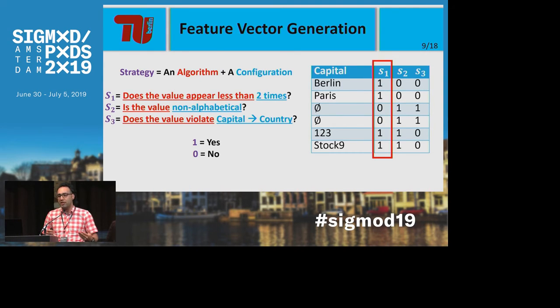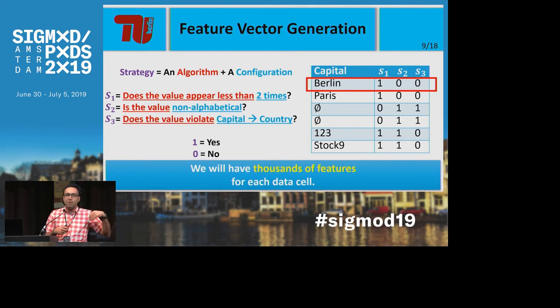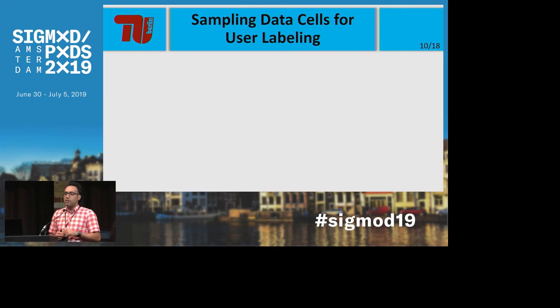Then by concatenating the output of different strategies, we can create a feature vector for each data cell. And since we use all the algorithms with a wide range of configurations, we will have a very expressive feature vector for representing the data cells. In practice, we will have thousands of features for each data cell. So that was about featurization.